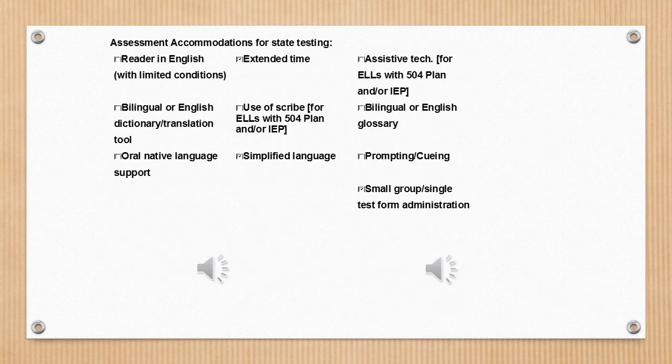The final section of the PSP includes assessment accommodations for state testing. Some of these look identical to the instructional accommodations, and that is because if it is not consistently used as an accommodation in the classroom all year long, they cannot be used during state testing. Specific training on how to use these accommodations for testing is provided through the Building Assessment Coordinator. However, if you have questions, please ask your EL teacher.